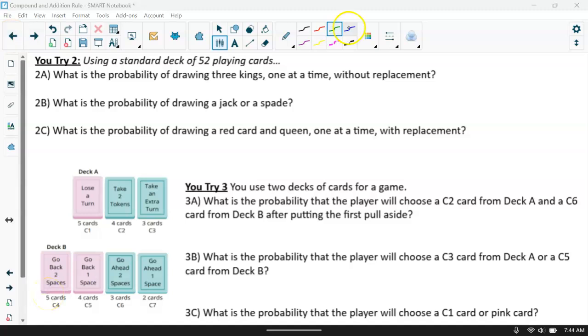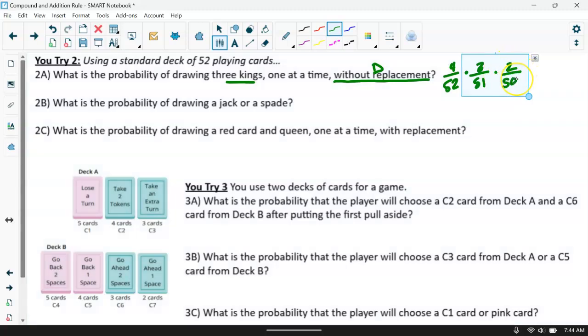And so here for the first one, you should have noticed that this was without replacement. So this is a dependent situation, drawing 3 kings, 1 at a time. So the first is, well, how many kings were there? 4 out of the 52, then times 3 out of 51, times 2 out of 50, which then simplifies, multiply to get your probability. But that is the setup for this first one.